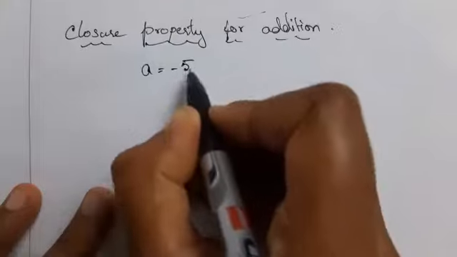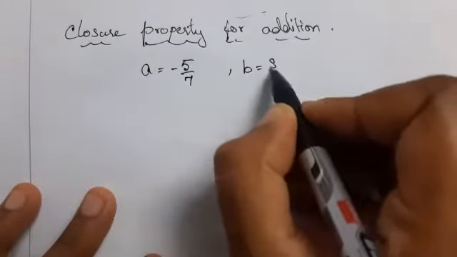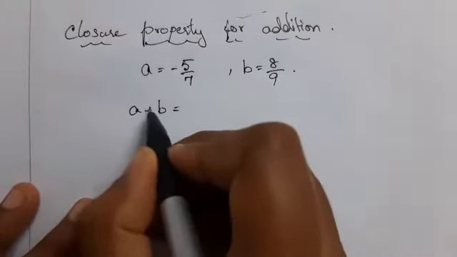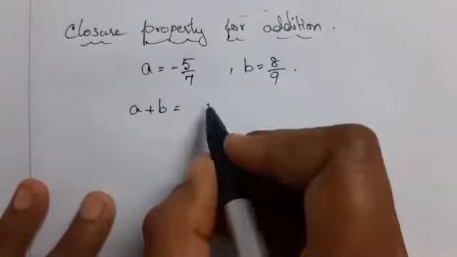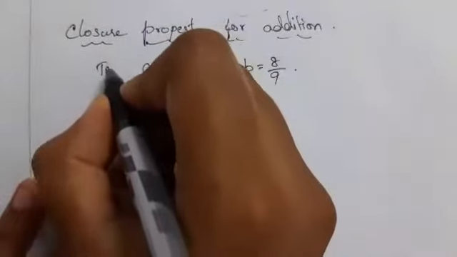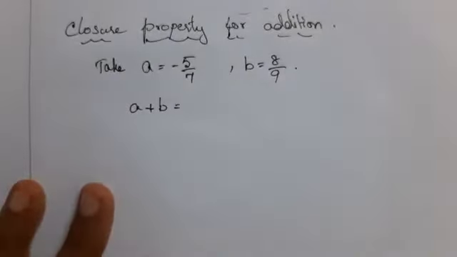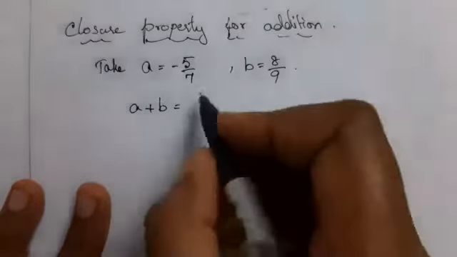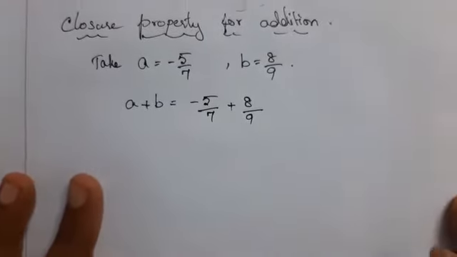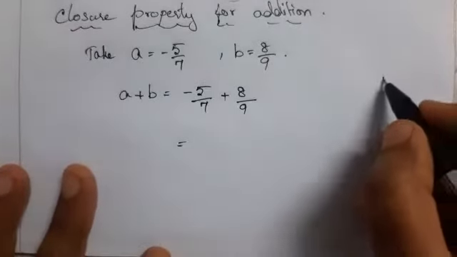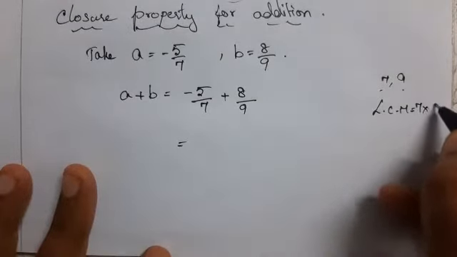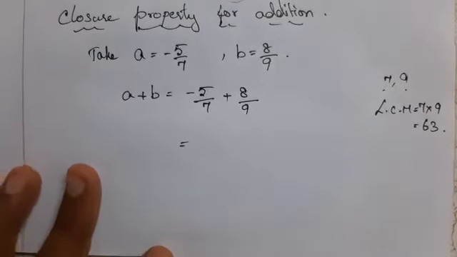Take a is equal to -5/7, b is equal to 8/9. For closure property for addition, find a plus b. -5/7 plus 8/9. See the denominator, both are different. Find the LCM for 7 and 9. 7 and 9 have no common factor. Therefore, 7 nines are 63, so 63 is the LCM.